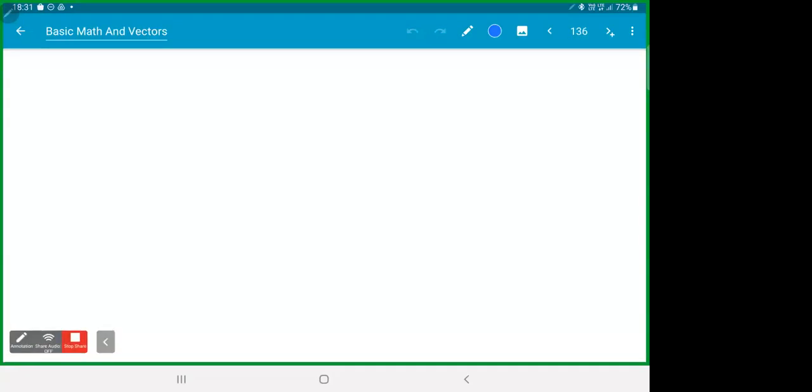Next thing, multiplication of vectors. So there are two things in this. One is a scalar dot product. So what is this exactly?